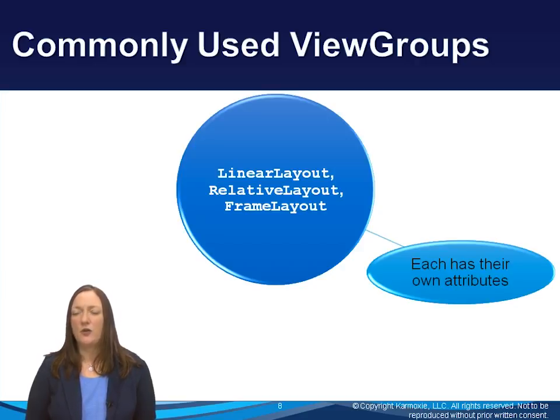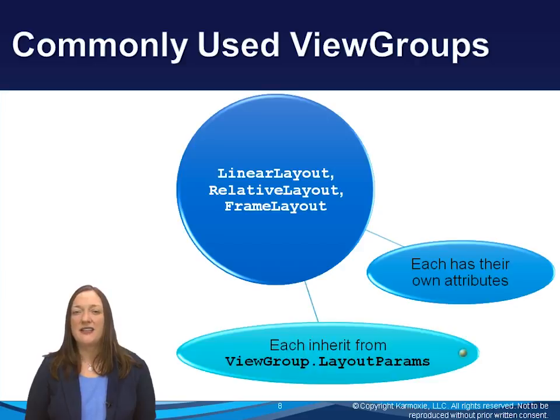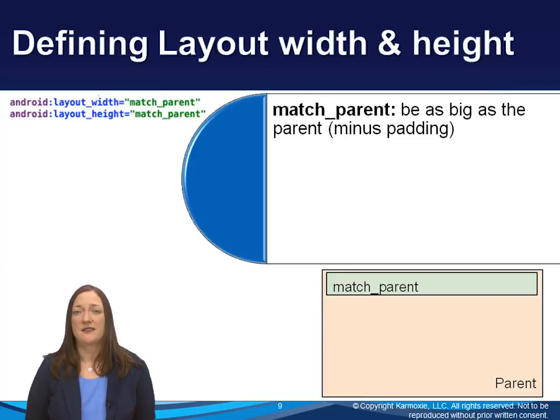So each one has their own attributes, but then they all inherit also from ViewGroup.LayoutParams. So there's things that we're going to be learning as we work with linear and relative that'll be applicable to working with the other layouts. Let's take a look at an example of some of those layout params that are inherited. The layout width and the layout height are able to take on values such as match parent. So let's take a look at what that looks like.